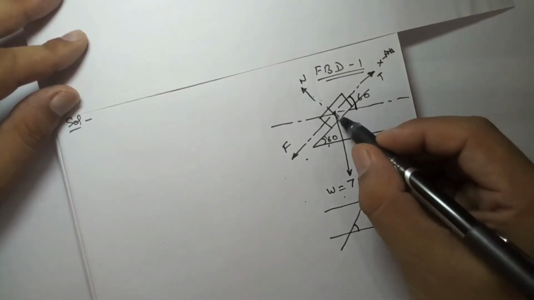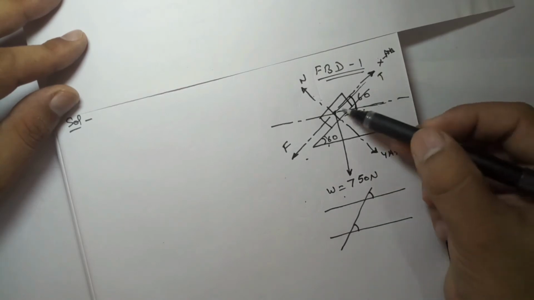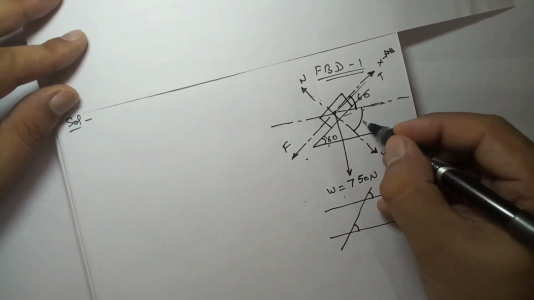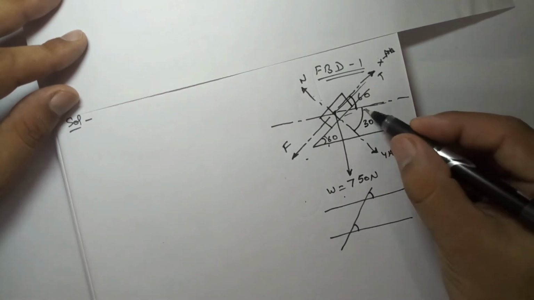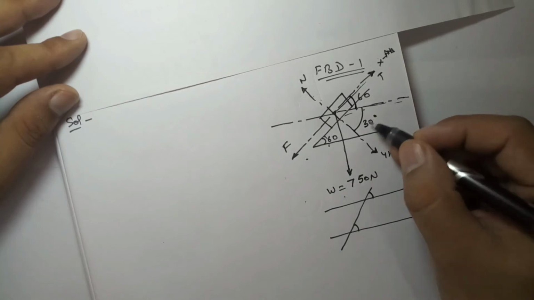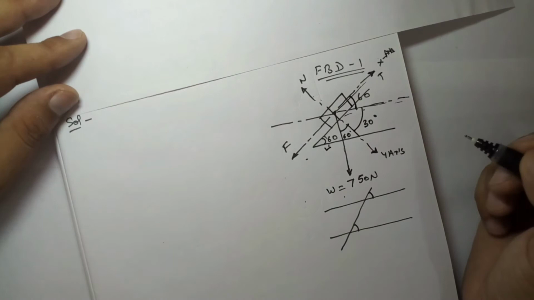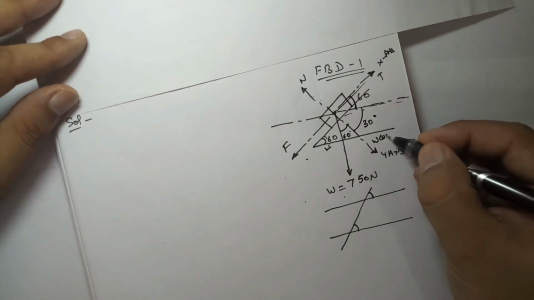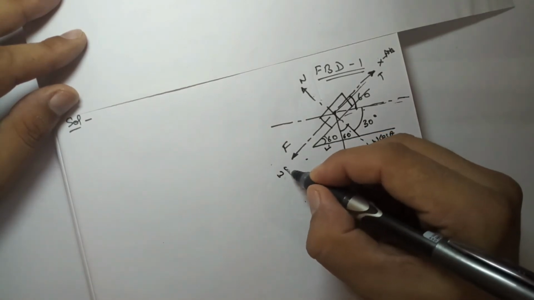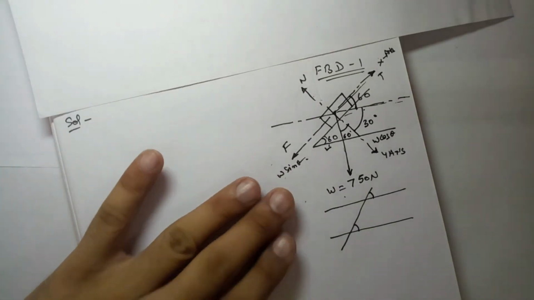If this angle is 60, meaning the angle between the horizontal and this x-axis is 60, and the angle between the x and y-axis is 90, what will be this angle? 30 degrees. If this angle is 30 degrees, between the horizontal and this vertical, what will be this angle? This will be 60, and that is equal to theta. So this will become w cos theta and this will become w sin theta. It is just similar to the previous numerical which I have solved. If you cannot understand this, just consult that video. You will be clearer about this.